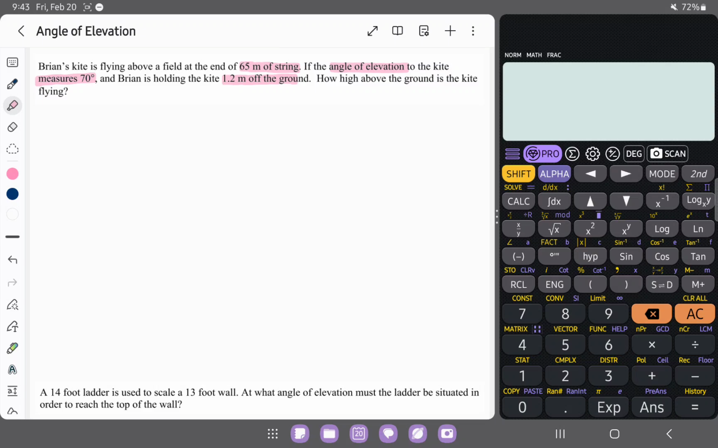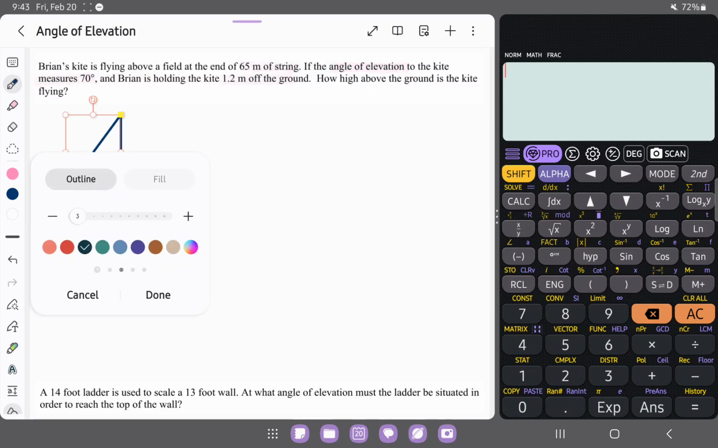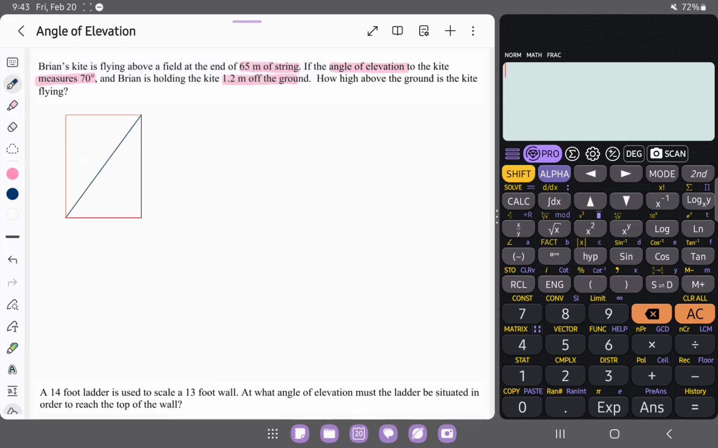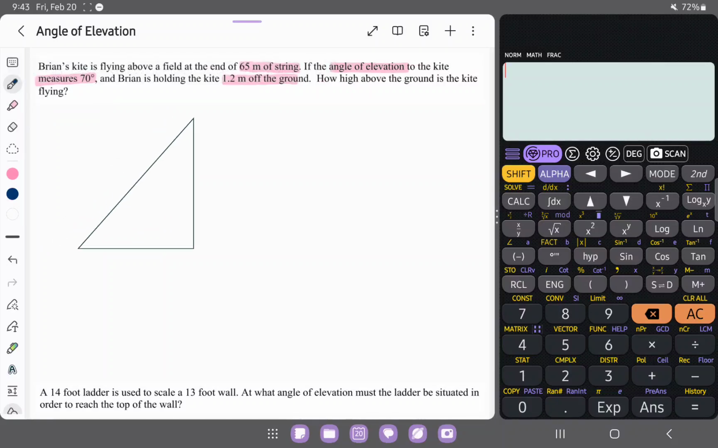So, pag magsasolve tayo ng angle of elevation, ang una natin gagawin ay to make sure to illustrate our problem. Now, since angle of elevation to, ididiretso ko na ng drawing ng ating right triangle like this one. So, let's say this is our right triangle. Ayan. So, label lang natin yung unang mga given.